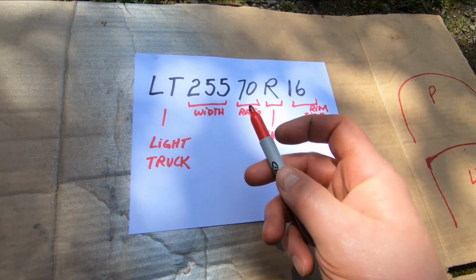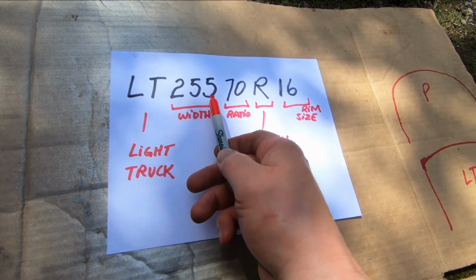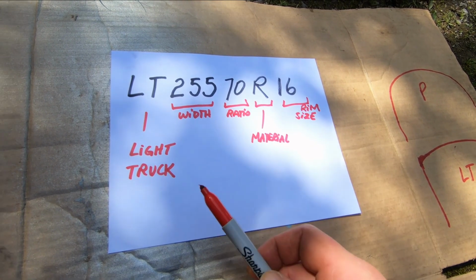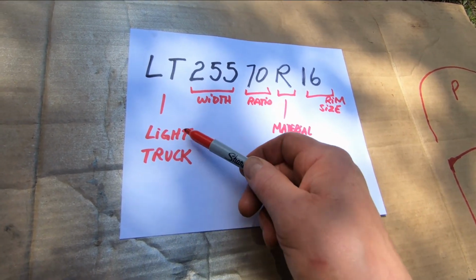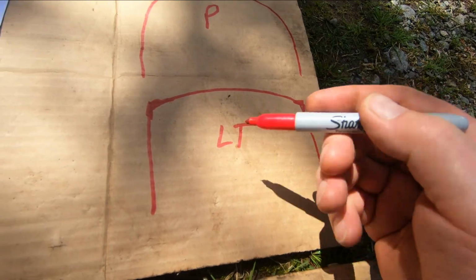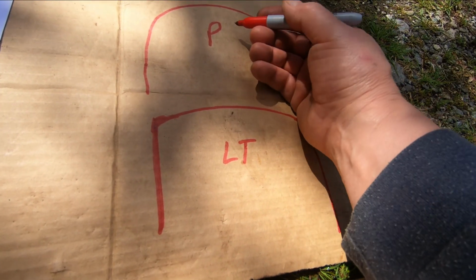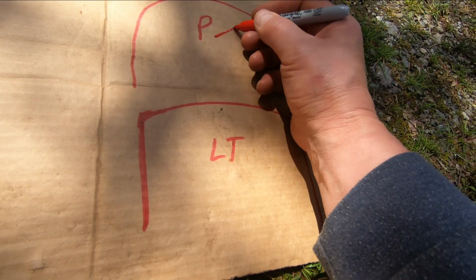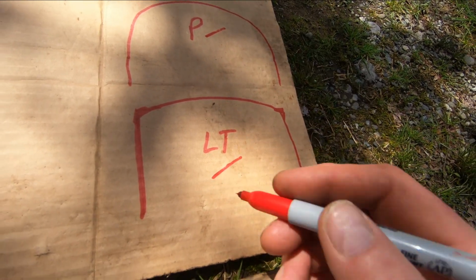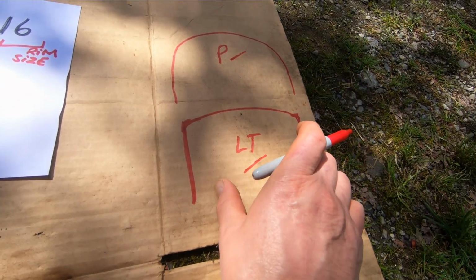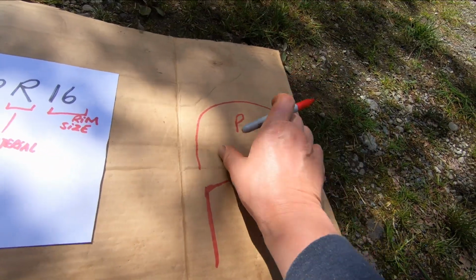And I got another example here, LT 255/70 R16, okay? LT designates light truck. And what that means is the tires are usually built more heavily because a passenger tire, you know, is going to be on paved roads all the time. A light truck tire might be out on gravel and things like that. So they build a light truck tire heavier than a passenger car tire.